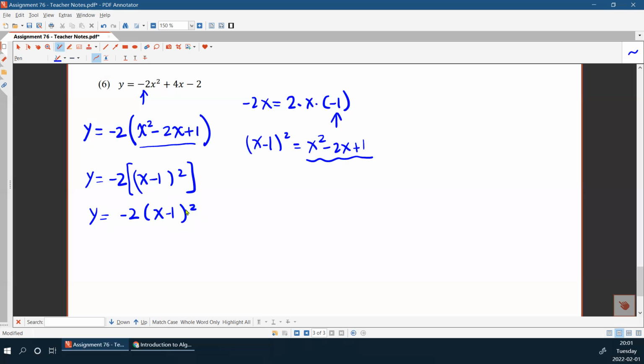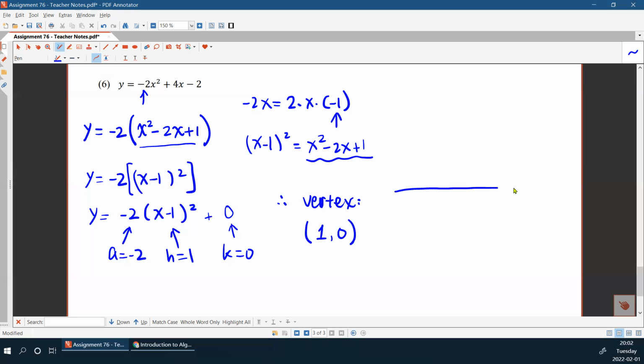And again, this is already in vertex form. So we need to find our a, h, k. Leading coefficient a is -2, and h is 1. And this is +0, right? So that means k is 0. Therefore, the coordinates of the vertex is (1, 0), right? Okay, so now we can label the vertex first on the 2D Cartesian plane. So 1 is here. This is (1, 0). And this is the vertex, right?